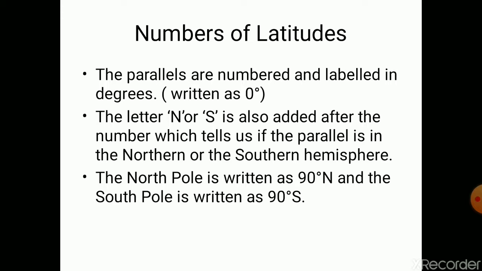Parallels of latitudes are numbered and labeled in degrees. The equator is at 0 degree and the other parallels are marked from 0 degree to 90 degree. The letter N or S is also added after the number because this letter tells us if the parallel is in the northern or the southern hemisphere. The North Pole is written as 90 degree north and the South Pole is written as 90 degree south.